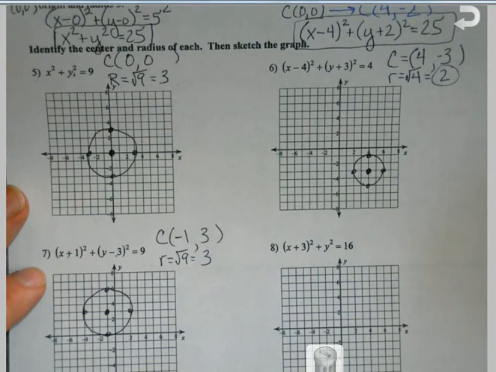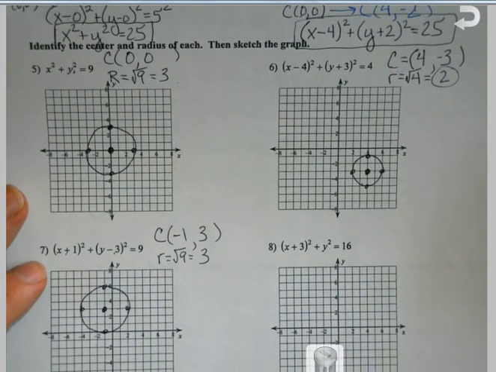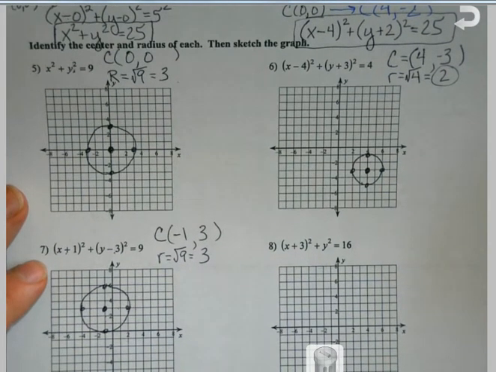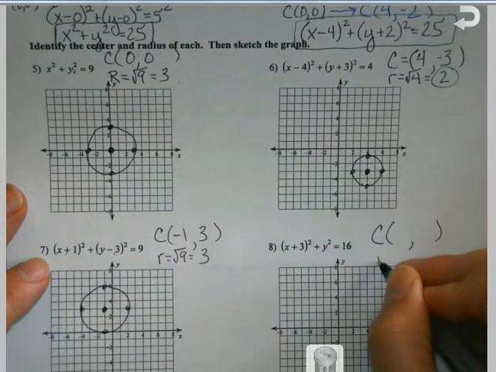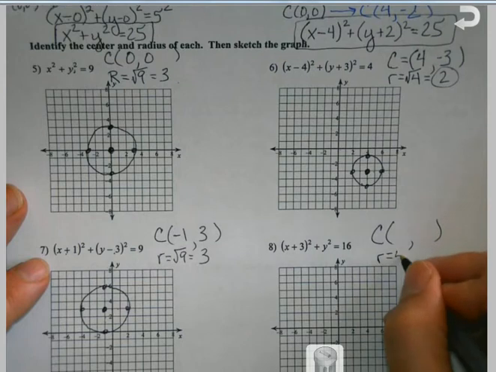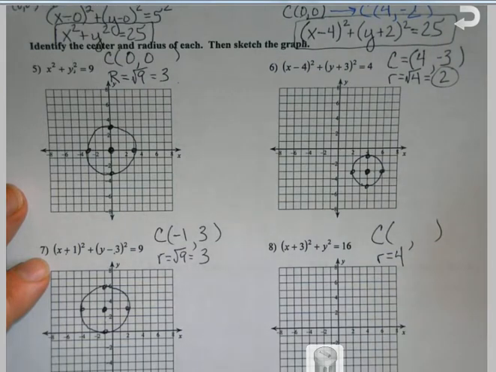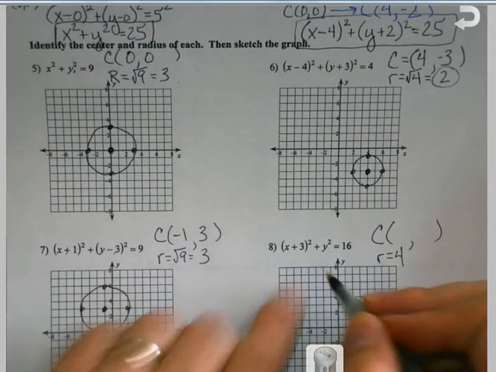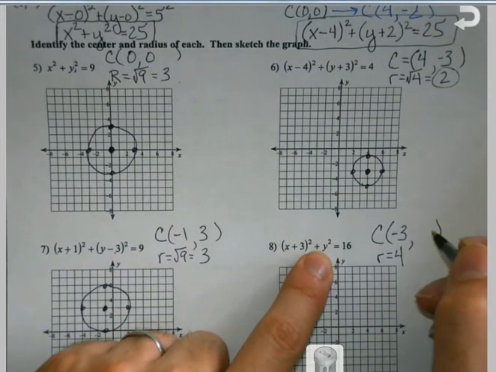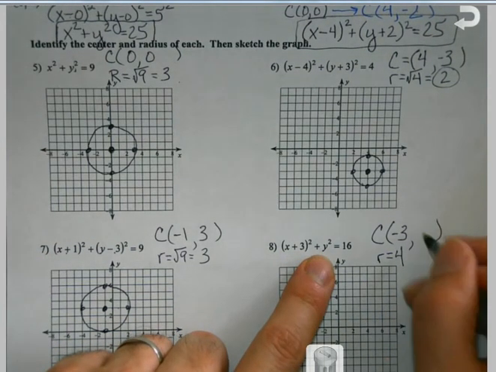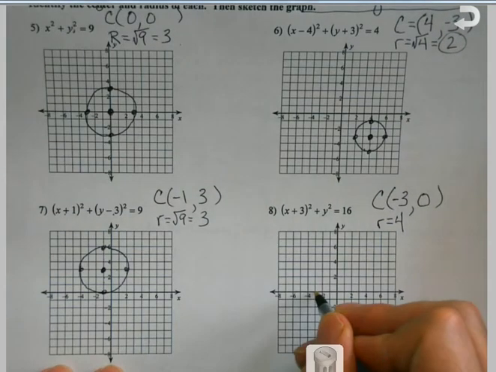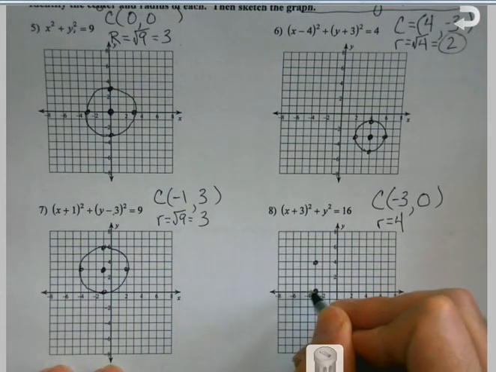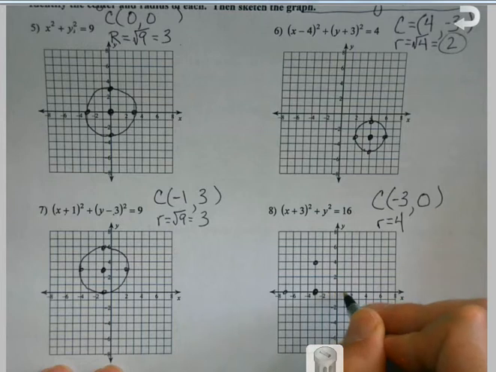And again, just look for the little things that they try to throw in to throw you off. Like number 8. One of them's parentheses, one of them isn't. Where is my center? Nice, okay. Opposite here, negative 3. And again, anytime you don't see the parentheses with a value after, we assume that coordinate's going to be 0. So negative 3, 0, so just left 3. My radius is going to be 4.